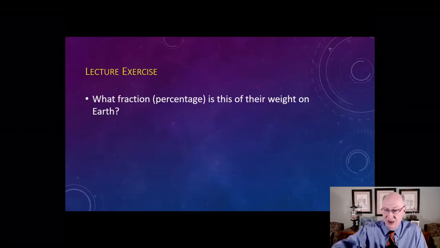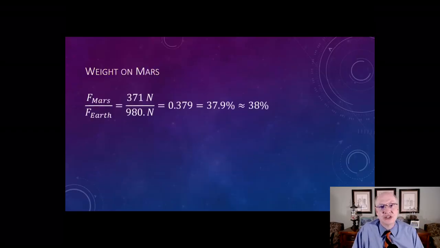All right, so how does that work out? Well, it's just the weight on Mars, which is 371 newtons, divided by their weight on Earth, which is 980 newtons. So dividing 371 by 980 gives us 0.379, which is 37.9%, or we're just going to round it to be a nice 38% when we talk about it in the class. So your weight on Mars is 38% of your weight on Earth.